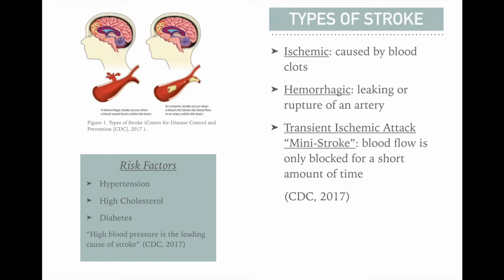The next type of stroke is hemorrhagic. It can either be an intracerebral or a subarachnoid hemorrhage. The intracerebral is the most common and is caused by a ruptured artery, which will then fill the brain with blood.